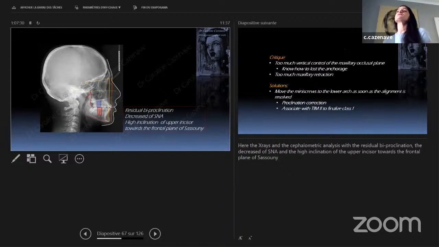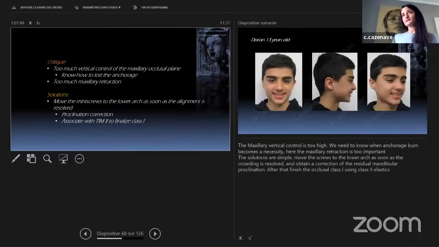So to summarize, with the cephalometric analysis, there's a residual mandibular proclination, the decrease of the facial angle, and the high inclination of the upper incisor towards the frontal plane of Sassoon. The maxillary vertical control is too high. We need to know when anchorage burn becomes a necessity. Here, the maxillary retraction is too important.